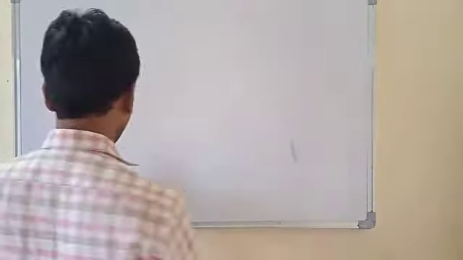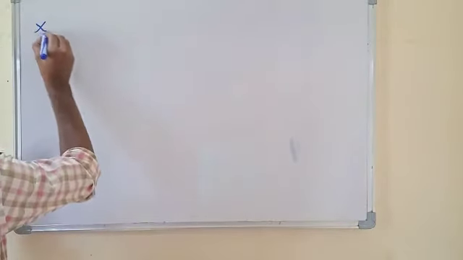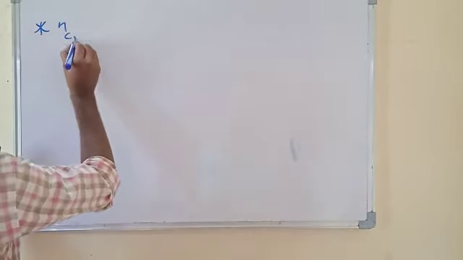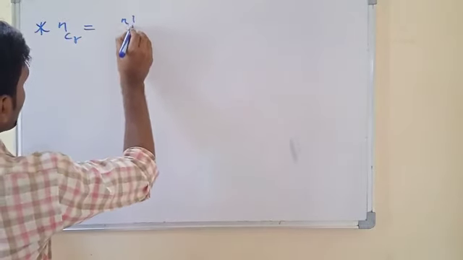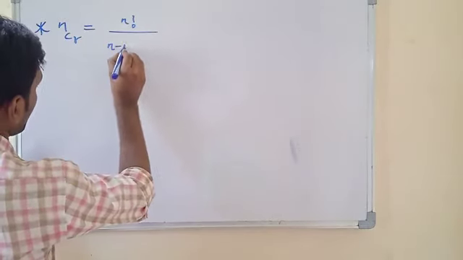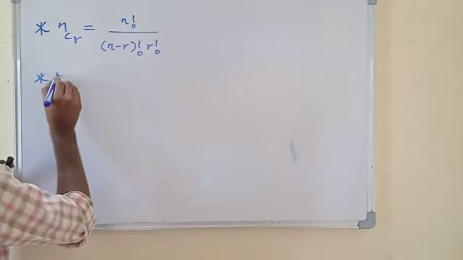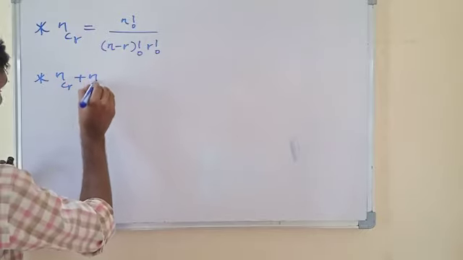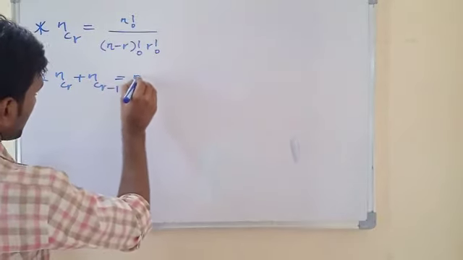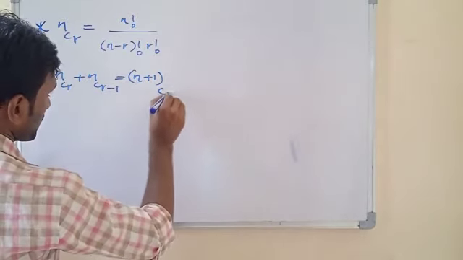In the last class, we completed the concept of standard results of the binomial coefficients. What are the standard results for the binomial coefficients? The first one is the formula of nCr, which equals n factorial divided by (n minus r) factorial into r factorial. See the second one: nCr plus nCr minus 1 is equal to (n plus 1)Cr.